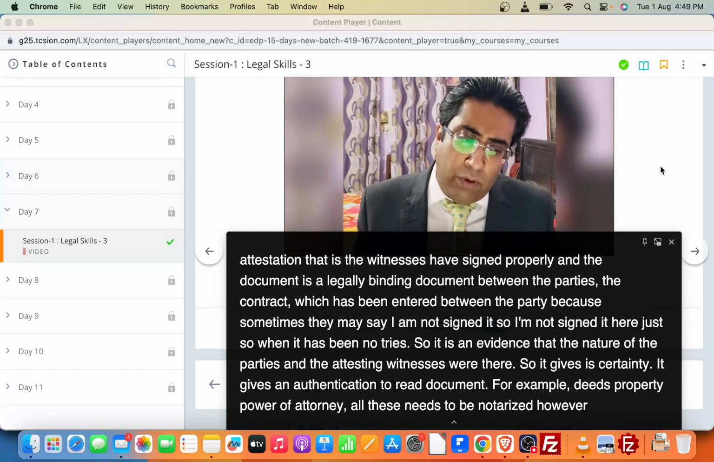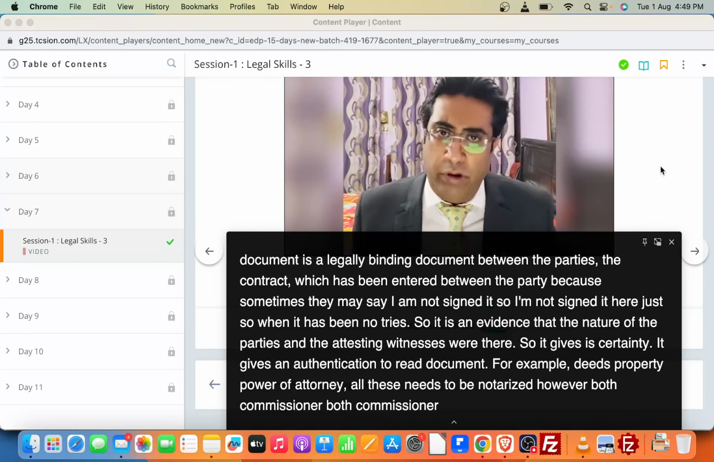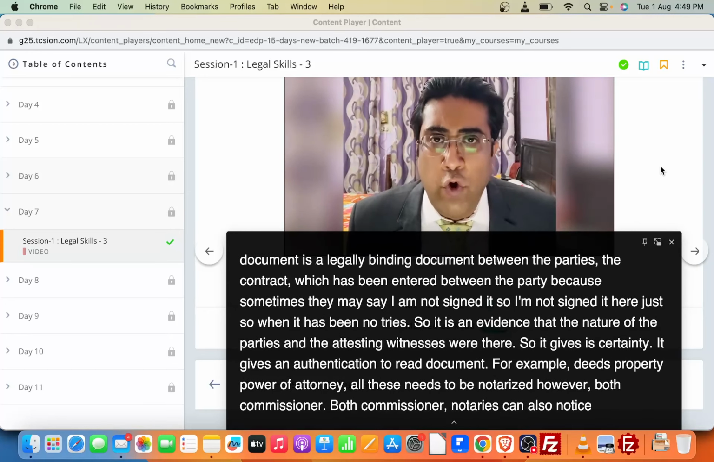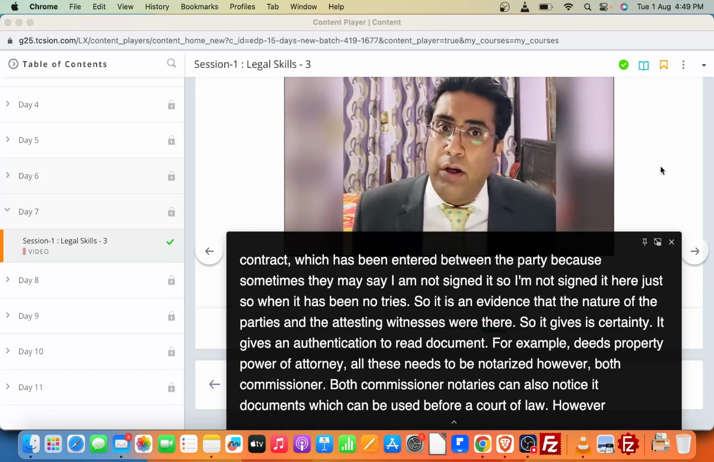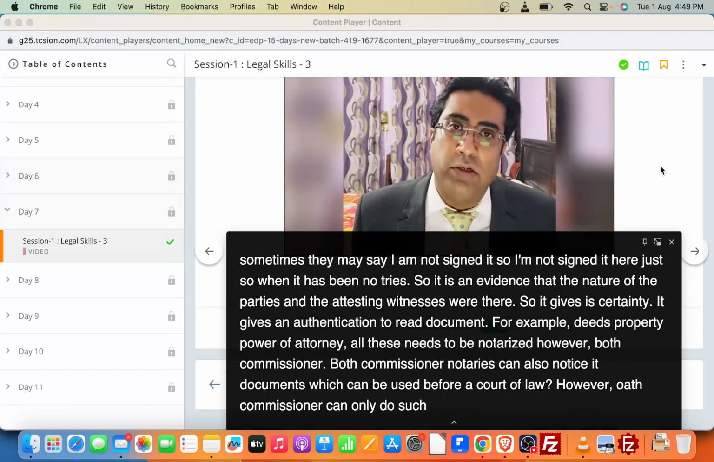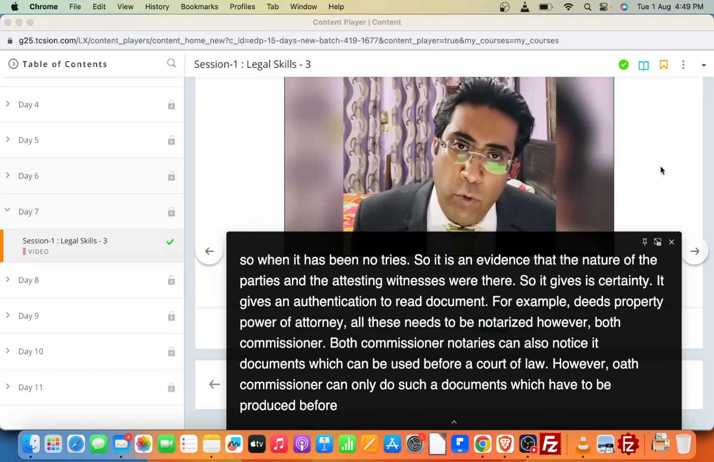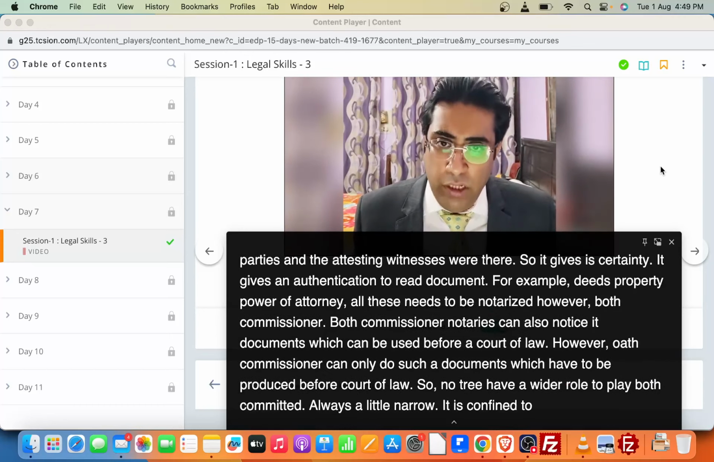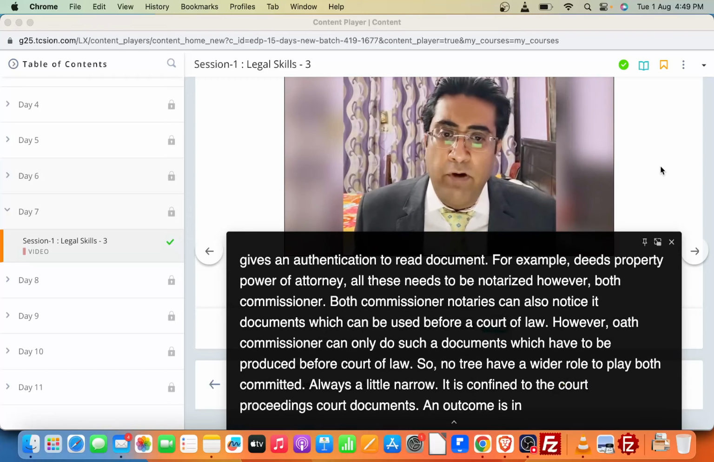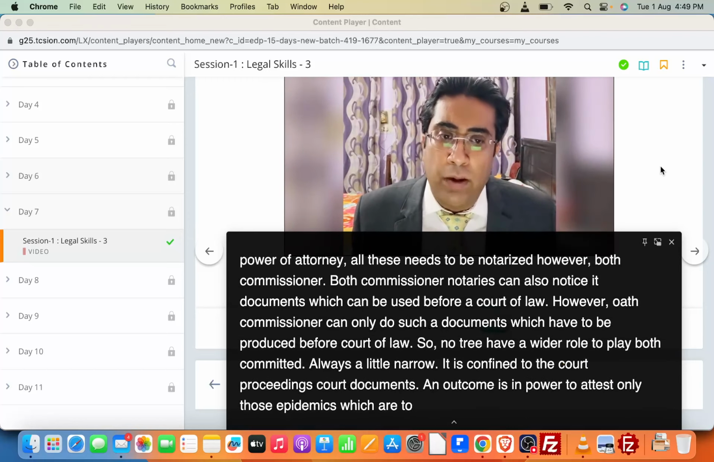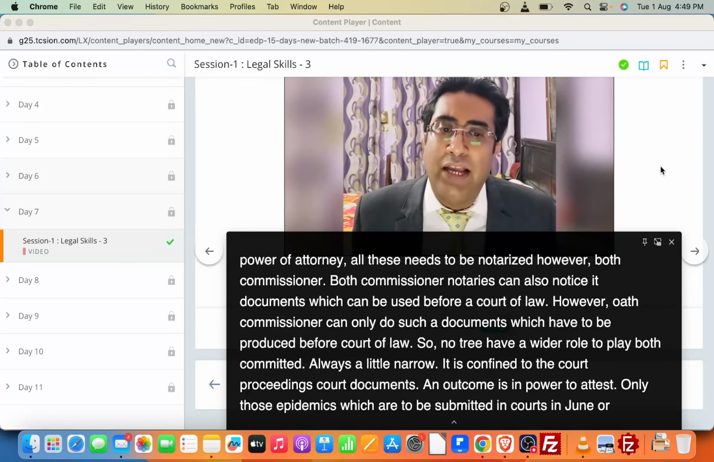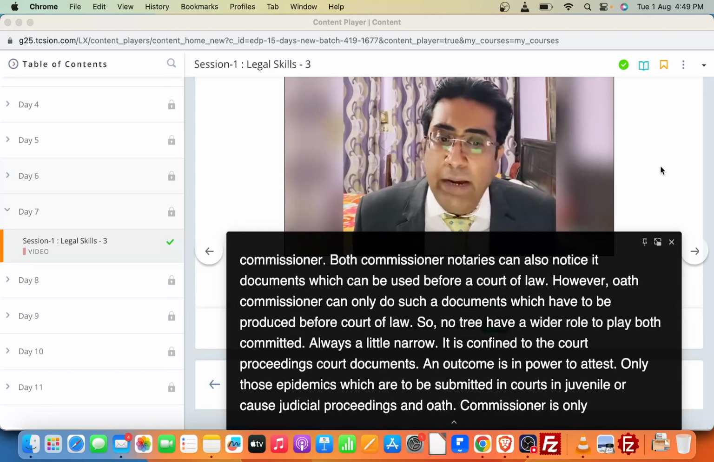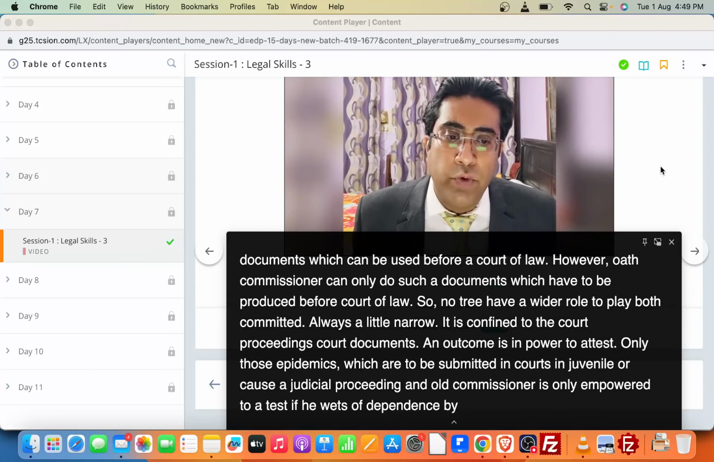However, notaries can also notarize documents which can be used before a court of law. Oath commissioner can only do such documents which have to be produced before a court of law. So a notary has a wider role to play. The oath commissioner's role is a little narrow. It is confined to court proceedings, court documents. An oath commissioner is empowered to attest only those affidavits which are to be submitted in courts in judicial or quasi-judicial proceedings. And an oath commissioner is only empowered to attest affidavits of deponents by bestowing an oath on them.